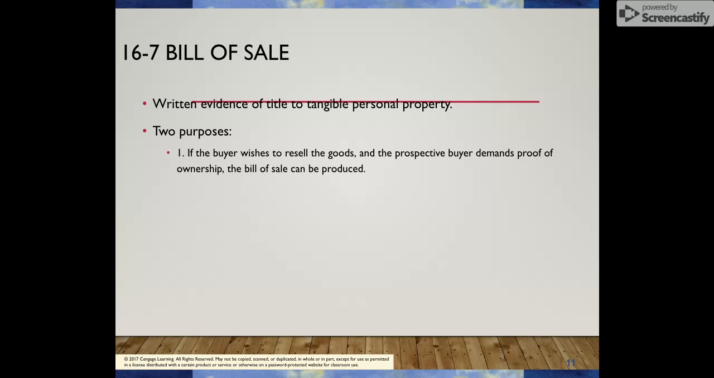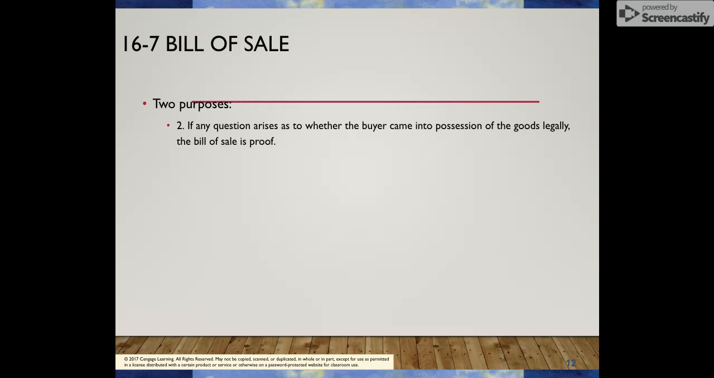Not all the time does this happen, but it could be like if you're reselling a car and you need the title, like the bill of sale, so that you can show you are the owner and then get that ownership transferred. There are also a lot of antique pieces where you have to show proof of ownership and have a bill of sale for that transaction if they're really expensive. The other purpose is that if any questions arise as to whether the buyer came into possession of the goods legally, the bill of sale is proof.